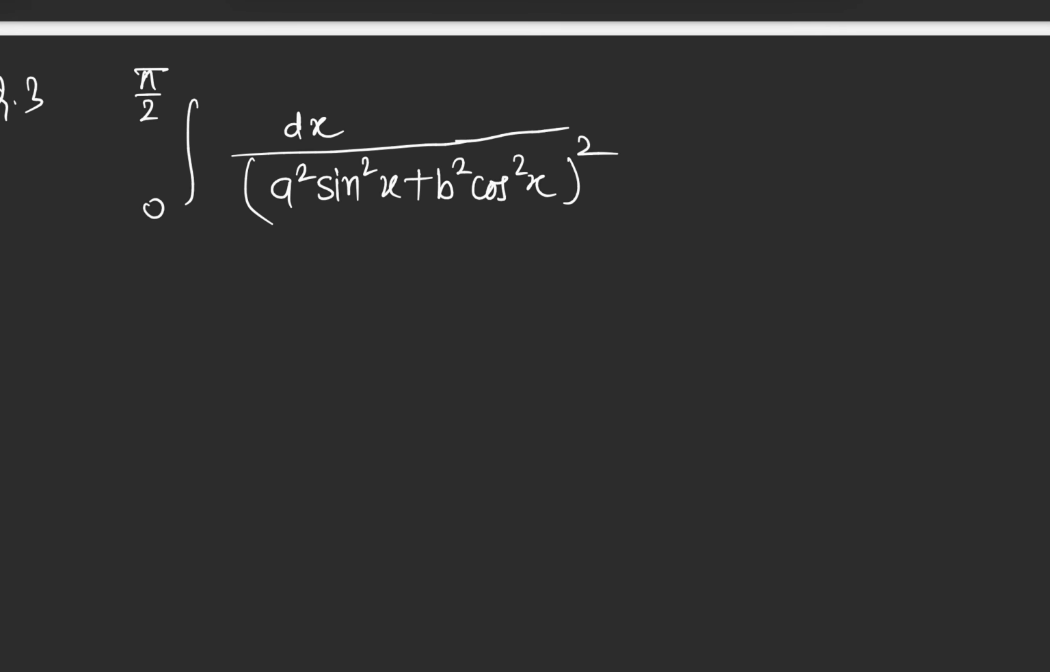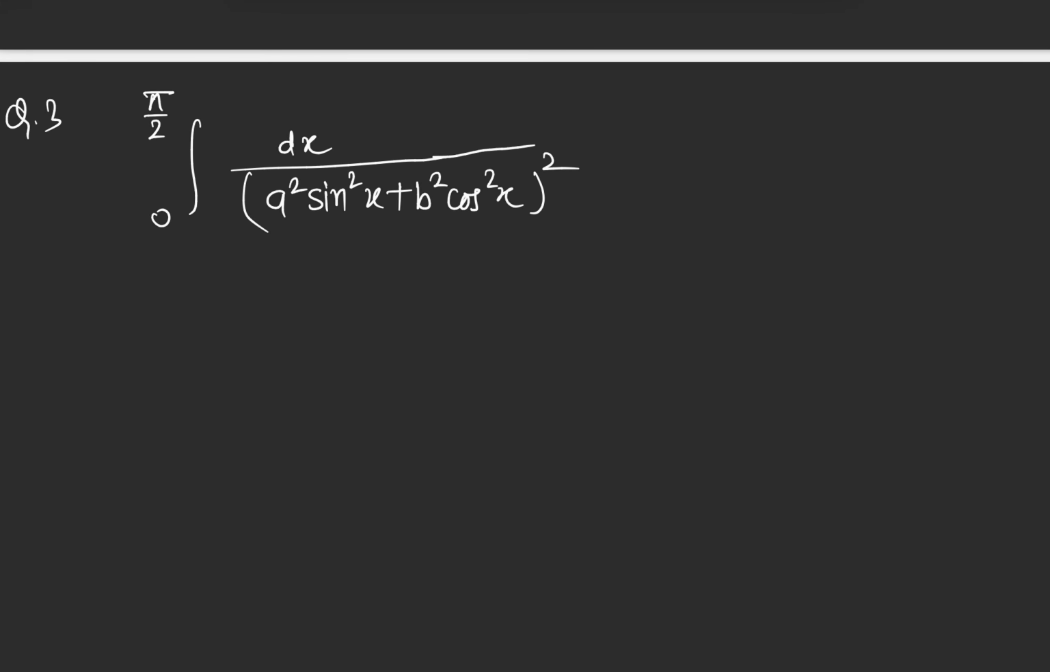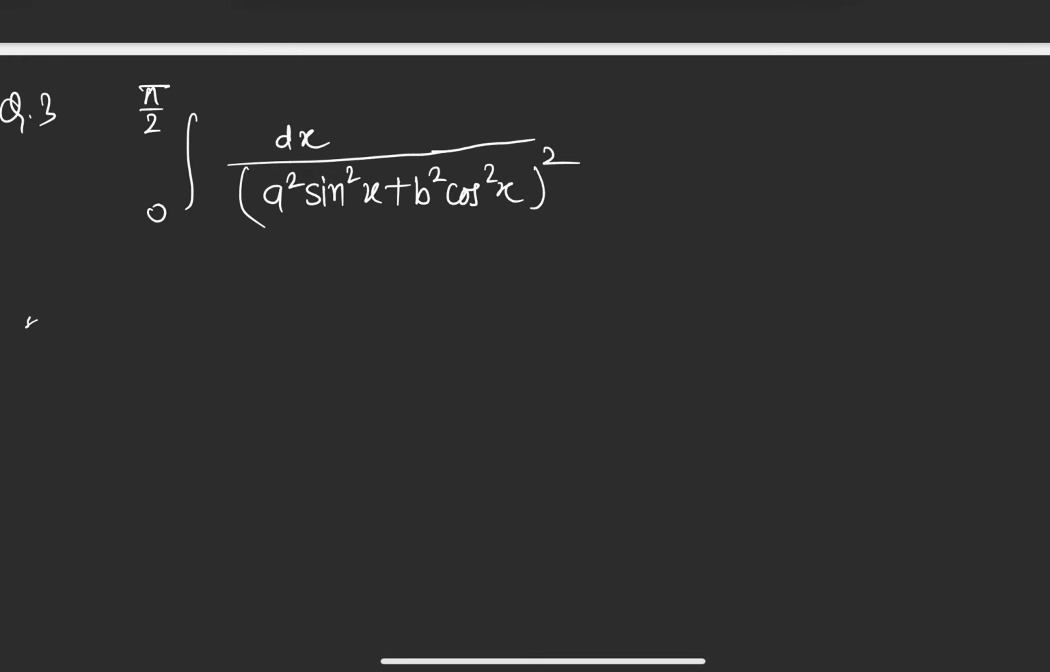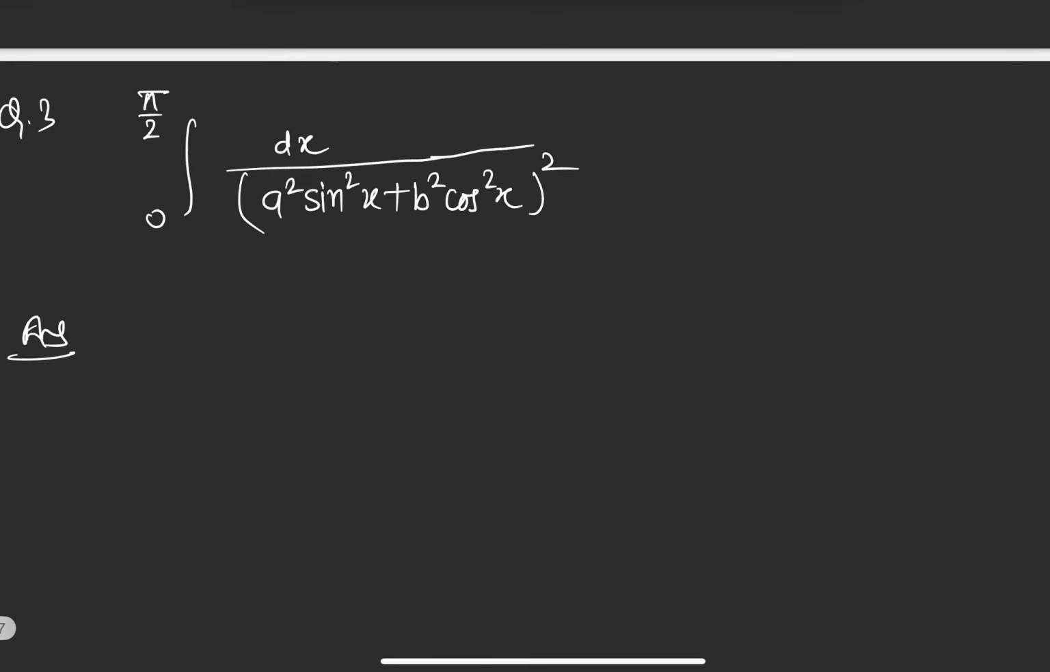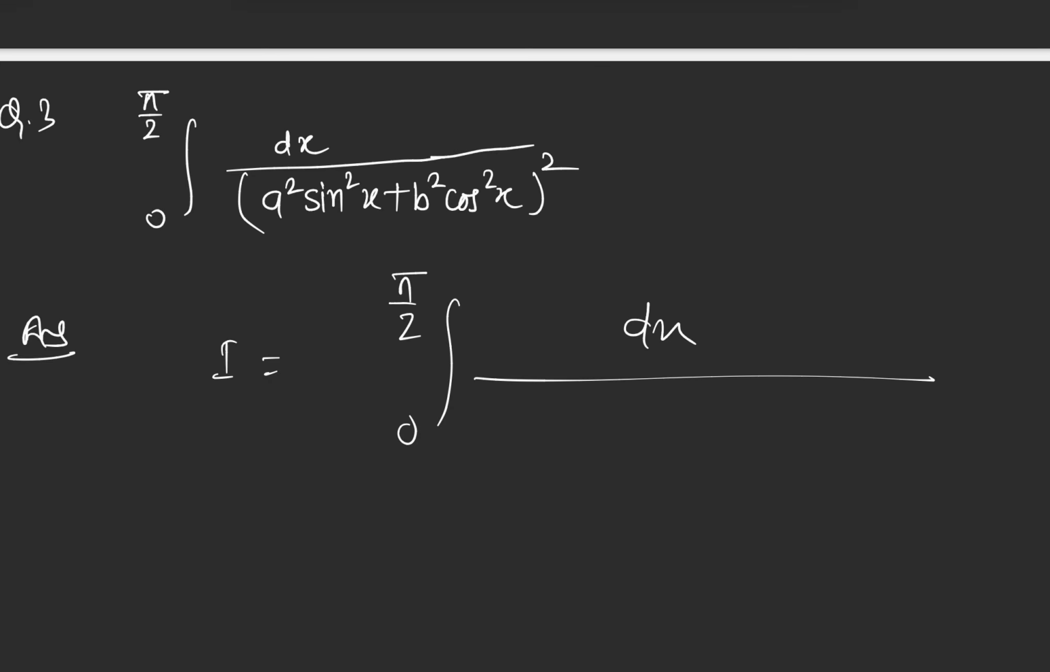Okay, next question is a very standard question, and I hope you would have come across this type of question. So how to do this type of question? Let's consider this as I, integral from 0 to pi by 2 of dx. In the denominator I am taking cos square x common, so we get a square sin square x by cos square x, which is tan square x, and here b square, all squared. Now taking cos square x outside, it will come out as cos power 4x, because the square is also there, and cos power 4x can be written as sec power 4x.